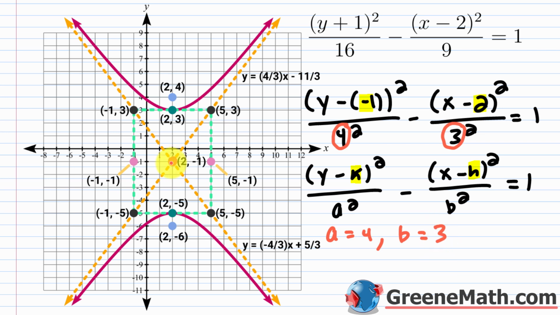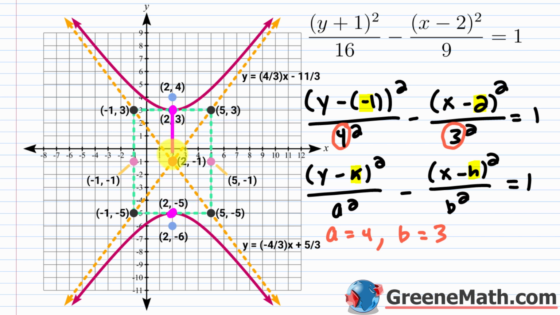Because we know the transverse axis is vertical, going from the center to each vertex is going to be a vertical movement. So I'm going up by 4 units from the center, and I'm going down by 4 units from the center. If I start at 2 comma negative 1 and go up by 4 units, the x coordinate's not going to change, so it's still going to be a 2. But the y coordinate, negative 1 plus 4, is positive 3. So this right here is 2 comma 3. That's a vertex. Then I'm going to go down by 4 units, and I'm going to get to 2 comma negative 5. Again, the x coordinate does not change. Negative 1 minus 4 is negative 5.